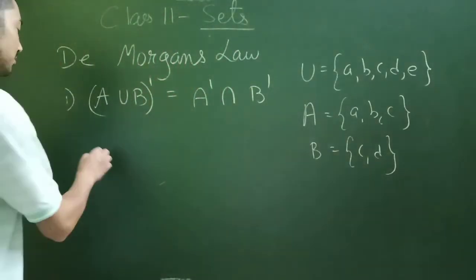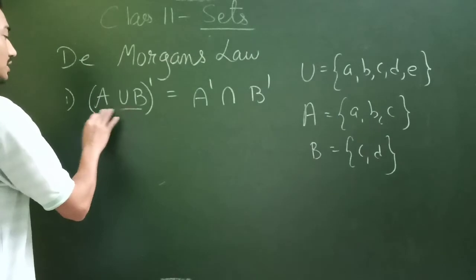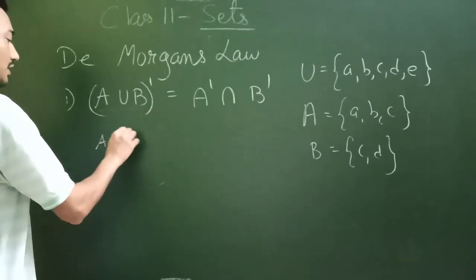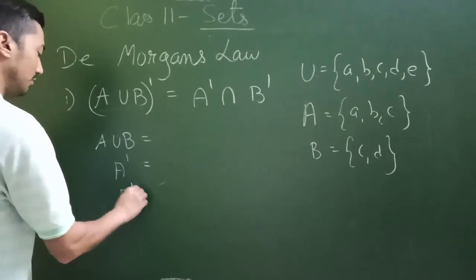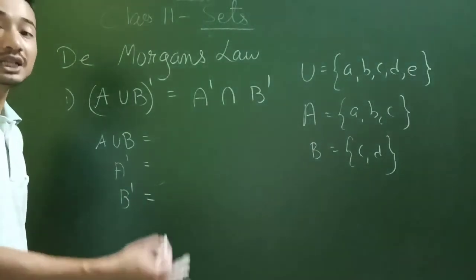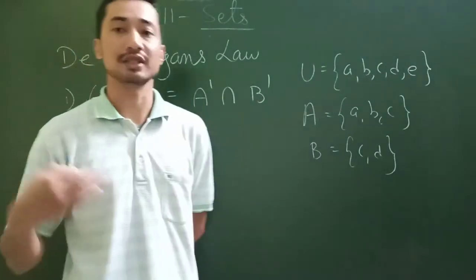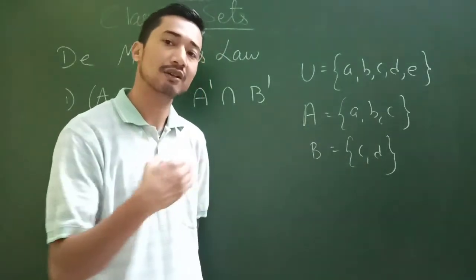Okay, so for that, let me get some details first. Whenever you do this, it's always good. I'm going to need A union B, so let's find that out. I'm going to need A complement, let's find that out. I'm going to need B complement, let's find that out. See, mathematics always approaches things very systematically, in an orderly manner.